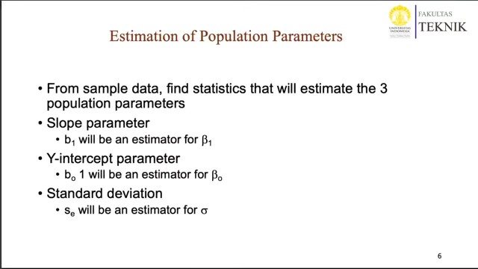We do a simple linear regression. First, we need a probabilistic model for linearly related data. First, we have to select data and find the statistics that will estimate the three population parameters, which are the slope parameter, the y-intercept parameter, and also the standard deviation.